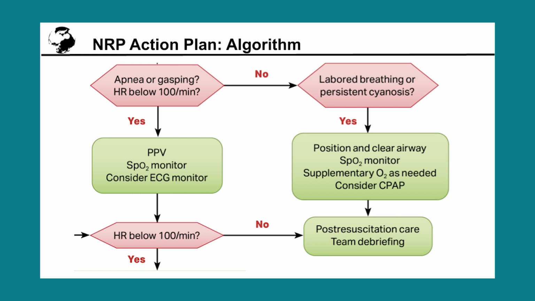If the baby is not responding well to traditional post-delivery care, check the baby for apnea, gasping, or a heart rate below 100 beats per minute. If none of these are present, check the neonate for labored breathing or persistent cyanosis. Ensure the airway is positioned so it is open and clear. Oxygen saturation should be monitored following the chart discussed in the previous slide. Consider using supplemental oxygen or CPAP as needed.